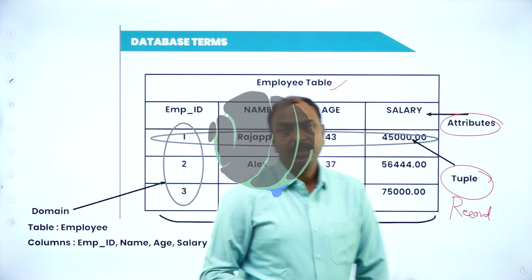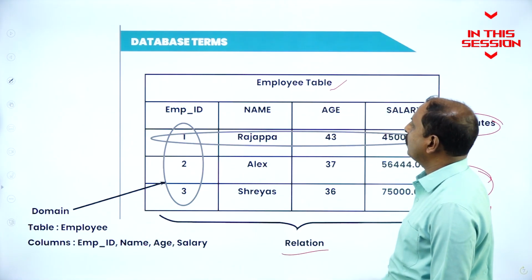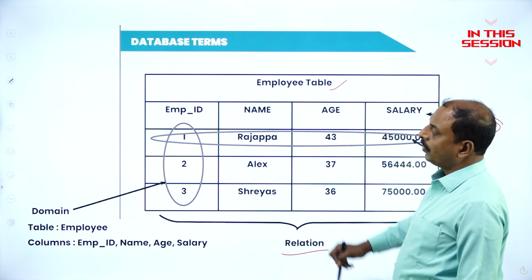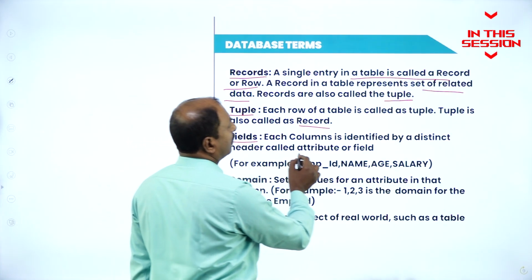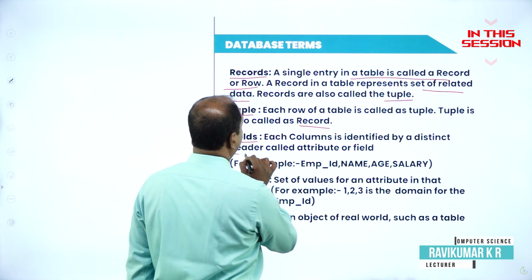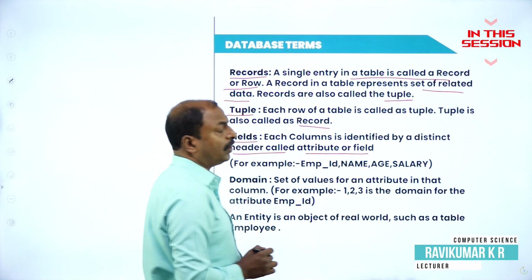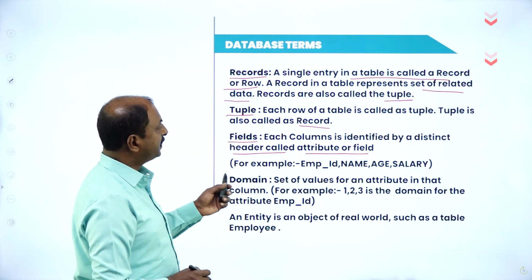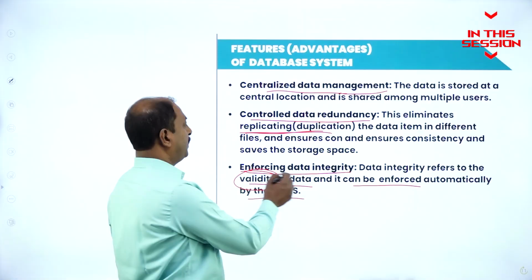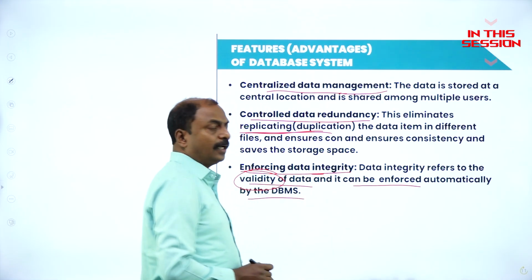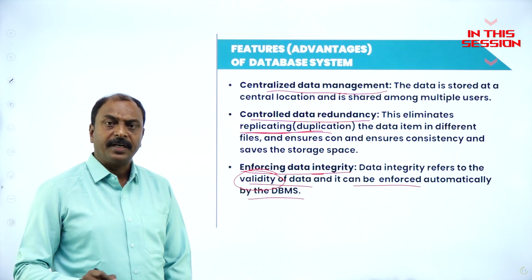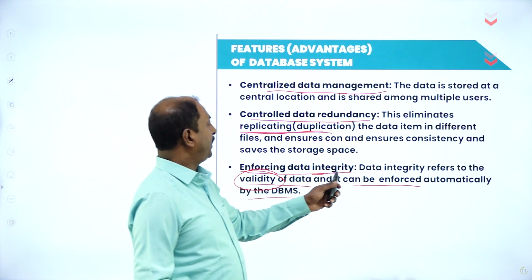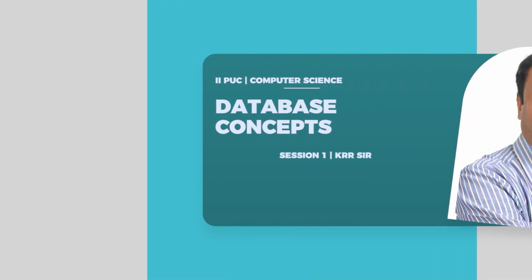The entire table where we are storing the data in the form of rows and columns is referred to as a relation, another name for a table. Each column is identified by a distinct header called an attribute or field. Another name for a field is attribute. It represents each column. This enforces the right data to be placed in the right field, in rows and columns, that is data integrity.